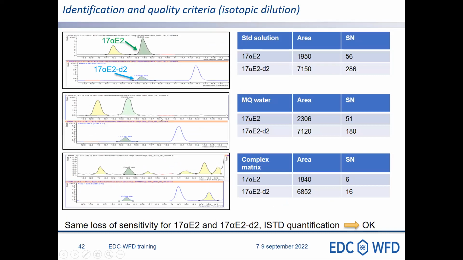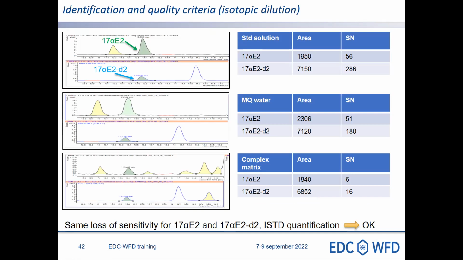Here, an example about the importance of internal standard. Here you have the signal of 17 alpha estradiol and of the deuterated compound in different conditions. And you see that we keep the signal-to-noise ratio. And even when the signal goes down, because we are in an internal standardization quantification approach, we are okay. So it is important to keep this as a message.